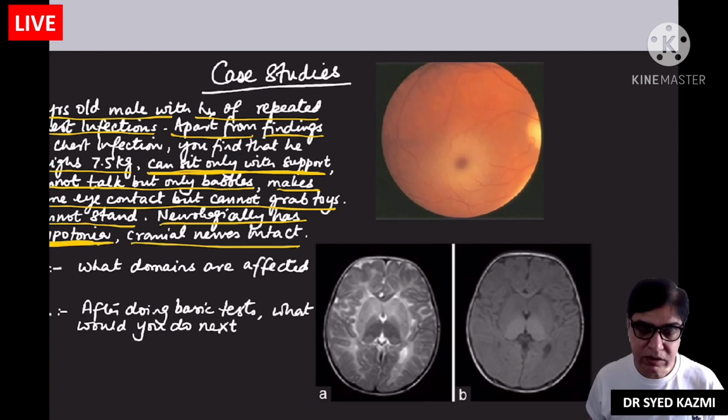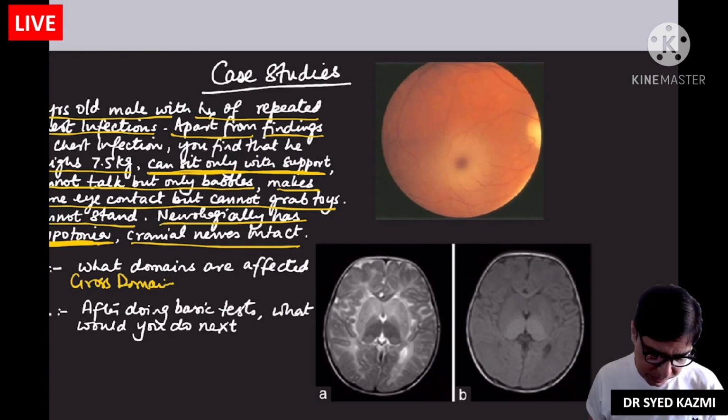So what domains are affected? Here you can see the baby can only sit with support and he cannot stand. So this deals with the gross motor domain, because to sit you need to have strong musculature of the back. To stand you need to have strong axial muscles. So which domains are affected? Number 1, gross domain.